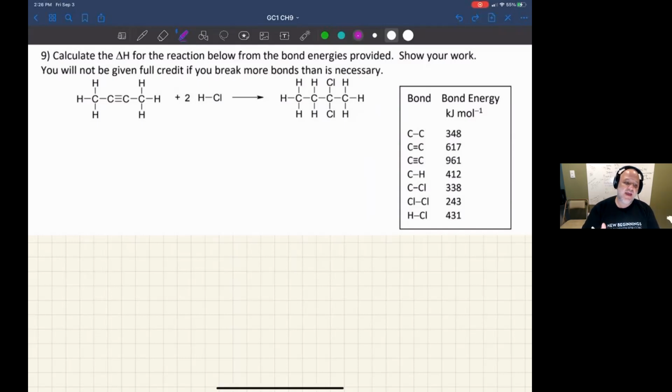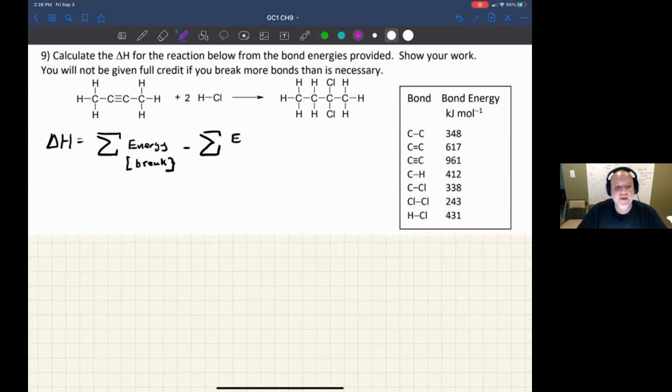going to take all of the atoms and I'm going to break them up, all of the molecules, and I'm going to break them up into their constituent atoms. And then I'm going to reform them into the molecules that I want as products. So we can say that the delta H of the reaction is the sum of the energies from the bonds that you break minus the sum of the energies from the bonds that you make.